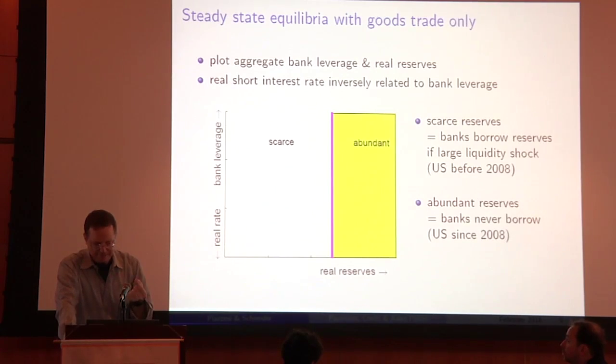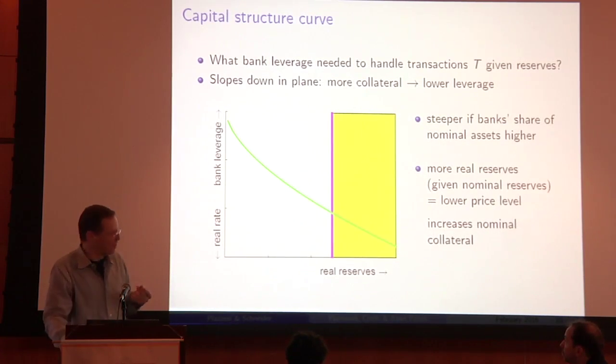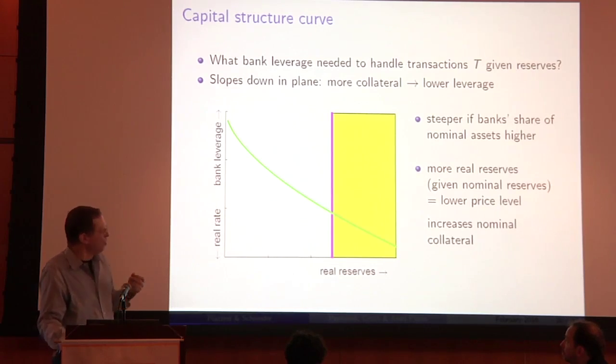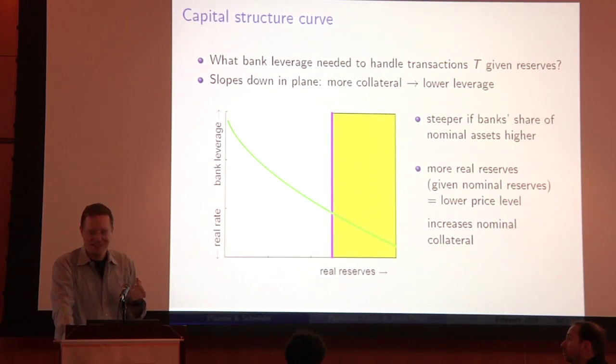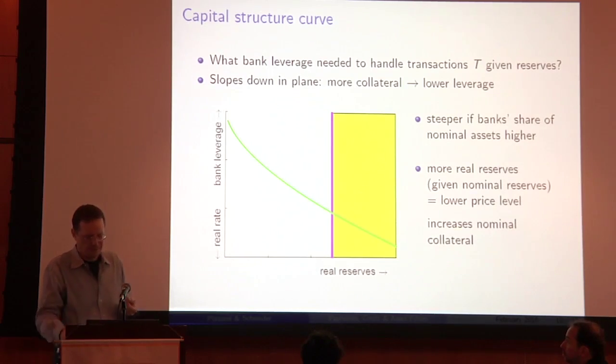Now, the bank's decision problem has these two features: the liquidity management and the capital structure. Let's start with the latter. We can put two curves. The first one asks the question, what bank leverage does it take to handle the transactions T, which is a fixed number, given reserves? This curve slopes down in the plane, basically because reserves are one form of collateral. So if there are more reserves, there's more collateral, so leverage is lower.